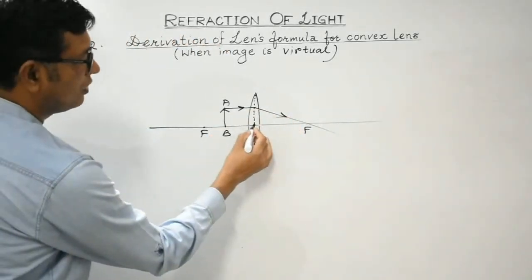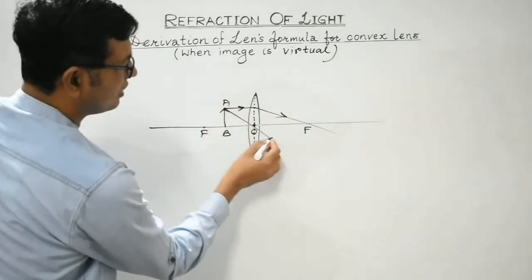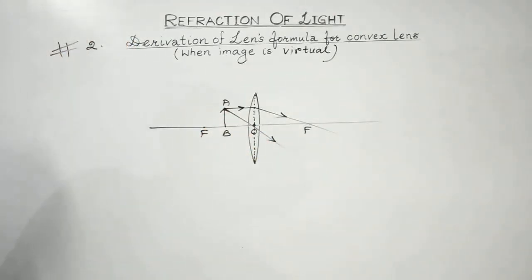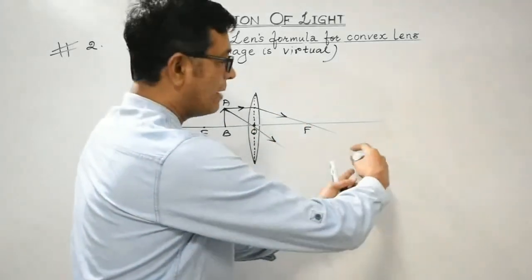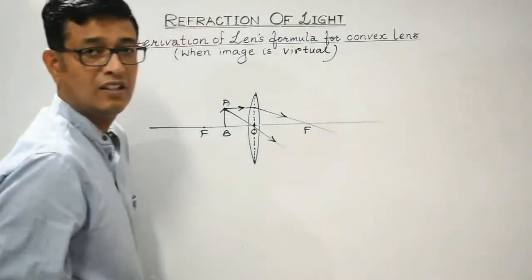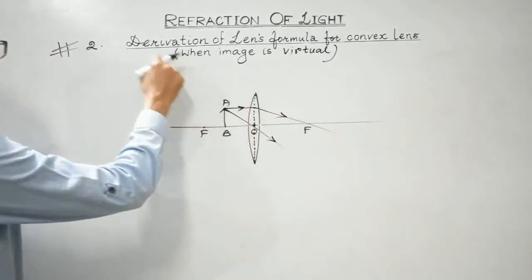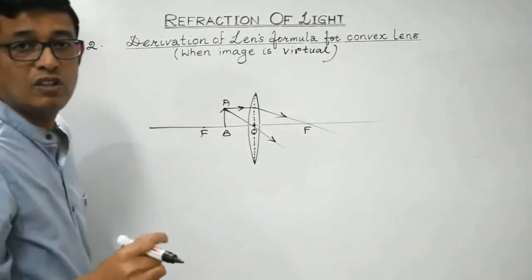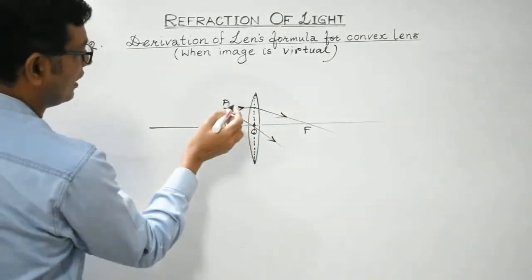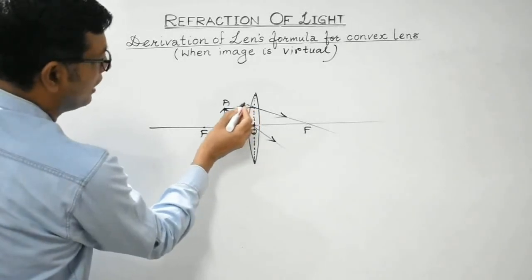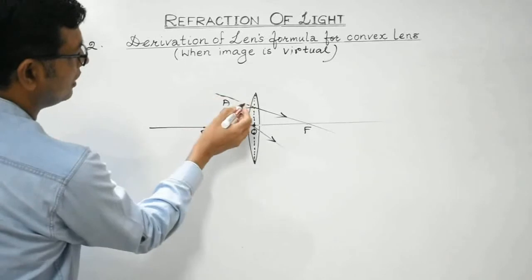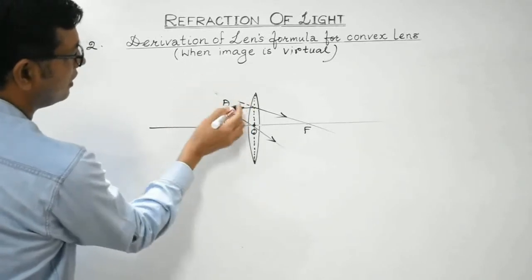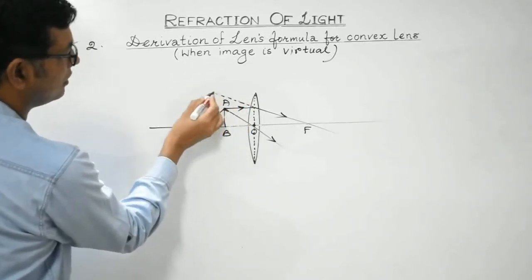What's the second rule? The ray passing through the optical center will remain undeviated. So obviously, students, these two refracted rays will never intersect over here. The gap between them keeps on increasing. So what we'll do is, we'll produce it in the backward direction. That is, we'll try to draw virtual lines, dotted lines. So let's see. Image would be formed on the same side as that of the object.